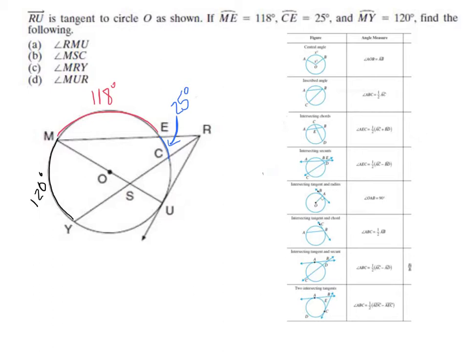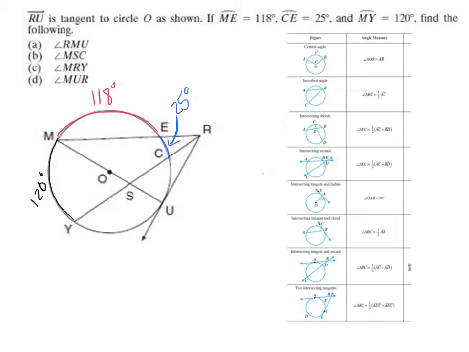The next one, MSC, is inside. It's formed inside of your circle. It's not at the center, but it's where 2 chords cross. So that one, you're going to look at this one, your intersecting chords, and it gives you a formula for finding an angle when you have intersecting chords. So you can use that one.